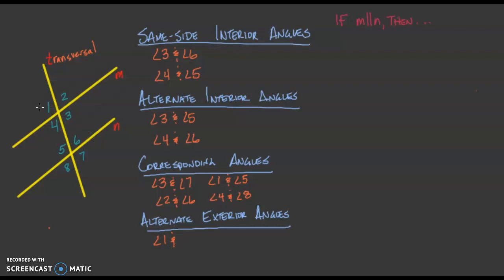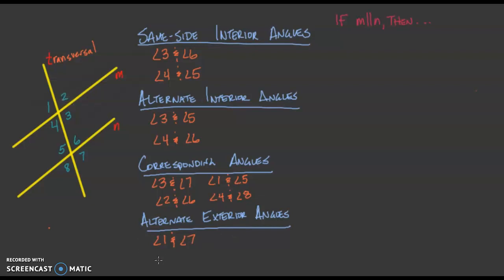So for instance, if I look at angle 1, it is on the left side of the transversal and on the exterior. And then I move to the other group, and I'll be looking for the angle that's on the opposite side, so over here, and on the outside. That would be angle 7. They're a group called the alternate exterior angles.